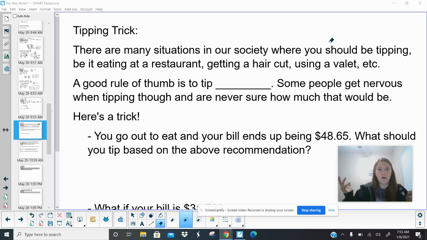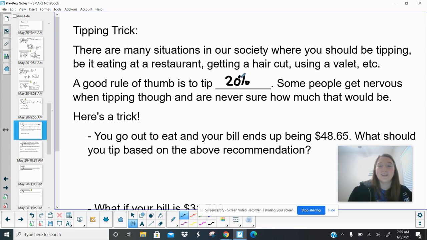Yeah, of course, they're paid hourly, but it's usually not a ton. Now, a good rule of thumb is, do we know how much we should be tipping? 20% actually, coming from someone who was a server and a bartender before I became a teacher. 15% is okay, but 20% really you should be tipping.